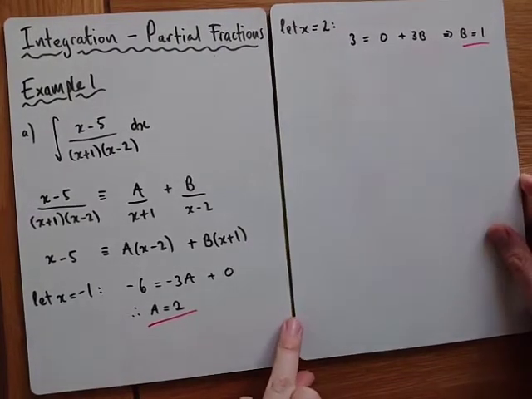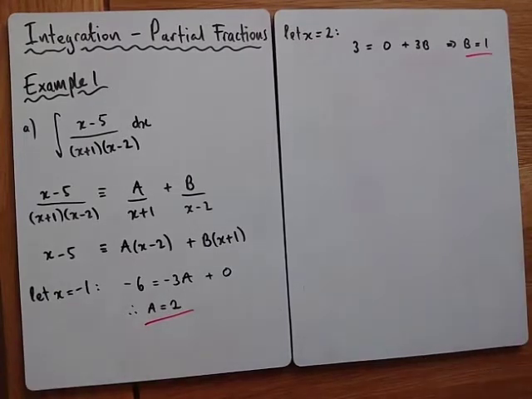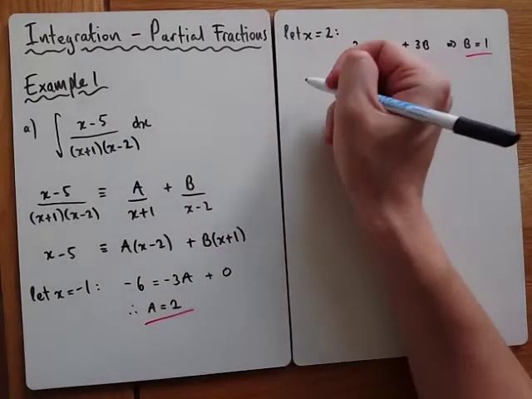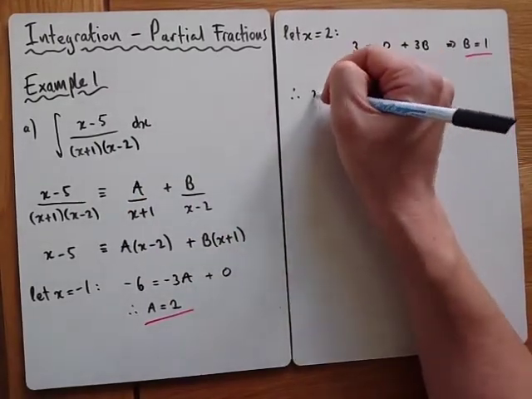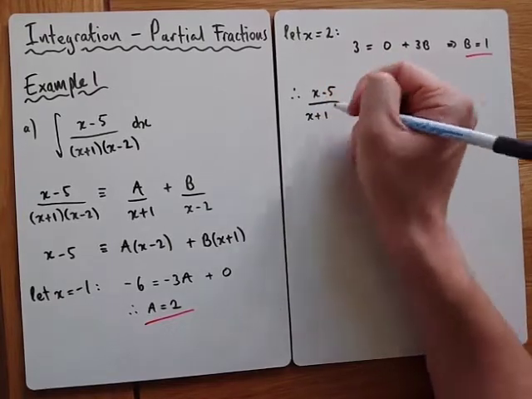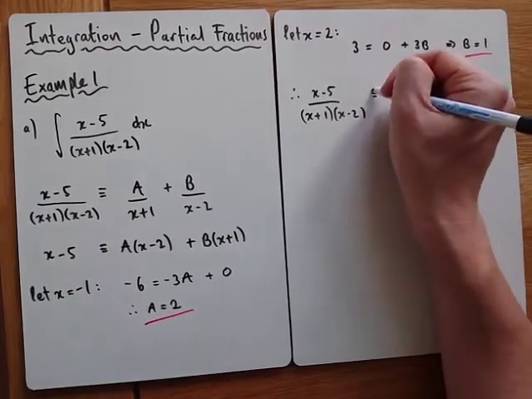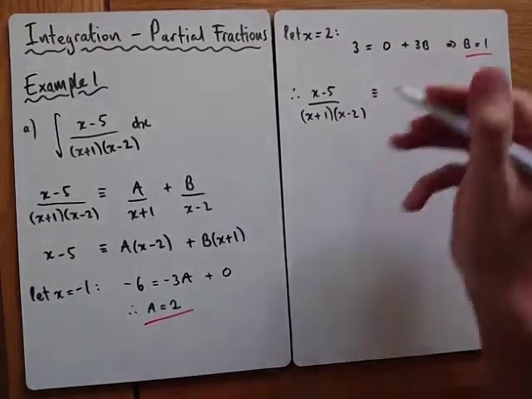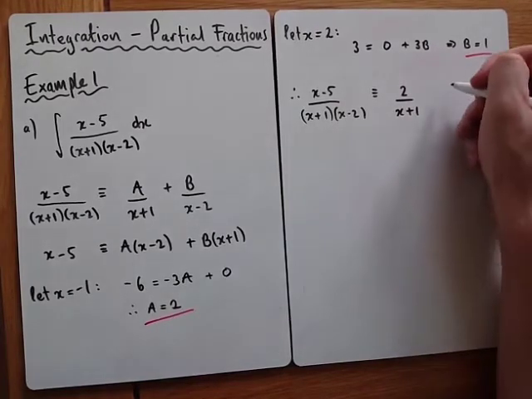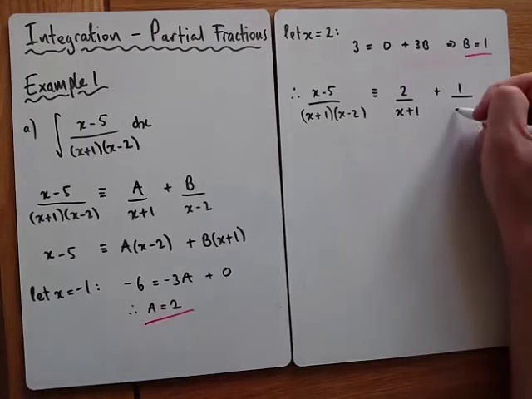So once we've figured out the value for our two constants, now we can go back and look at this integral here. We know that x minus 5 divided by x plus 1 times x minus 2 is exactly the same as 2 over x plus 1 plus 1 over x minus 2.